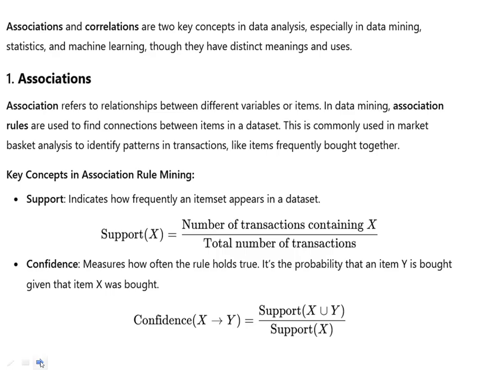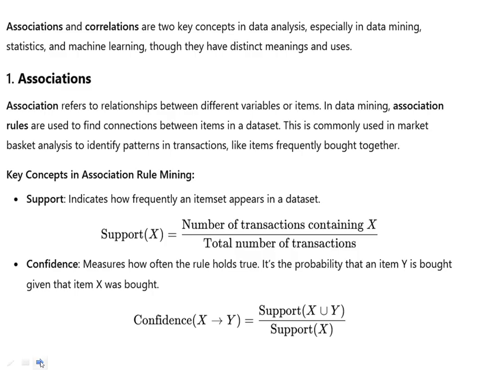Association and correlation are two key concepts in data analysis, especially in data mining, statistics and machine learning, though there are key distinctions. Association refers to rules and relationships between different variables or items in data mining. Association rules are used to find connections between items in data sets and are commonly used in market basket analysis to identify patterns in transactions, like items frequently bought together.